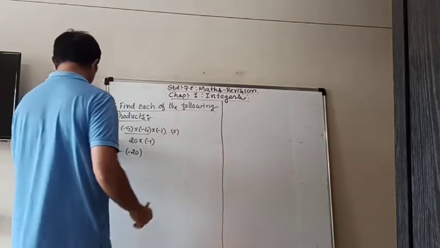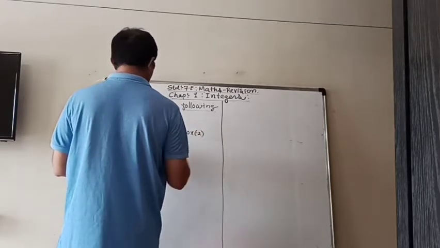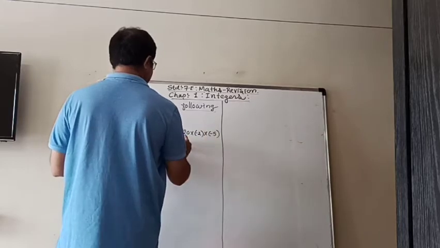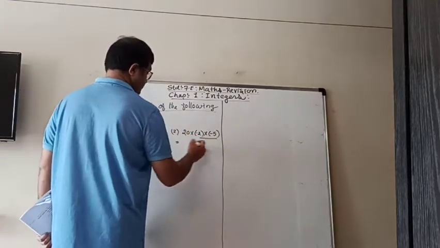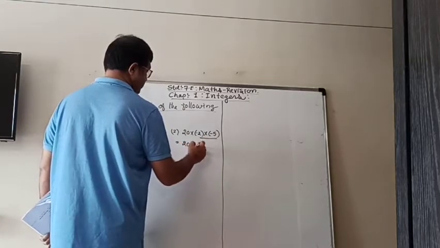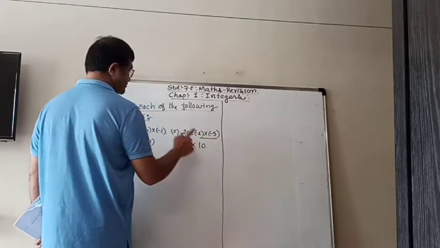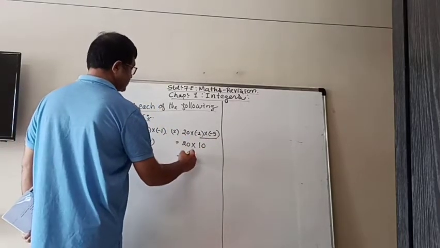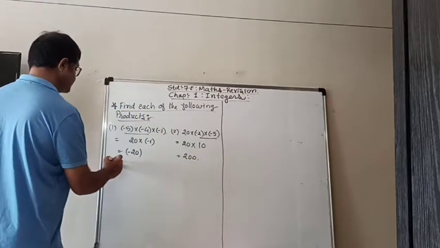Second, 20 multiplied by minus 2 multiplied by minus 5. So here it is easier. 20 multiplied by 5, 2s are 10, negative negative becomes positive. So 20 multiplied by 10 is 200.